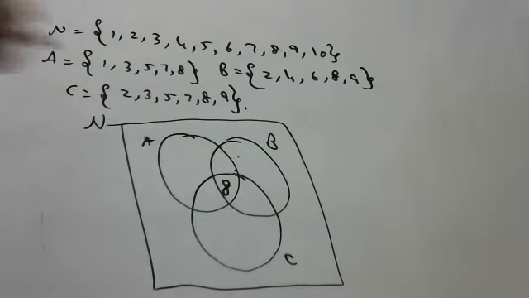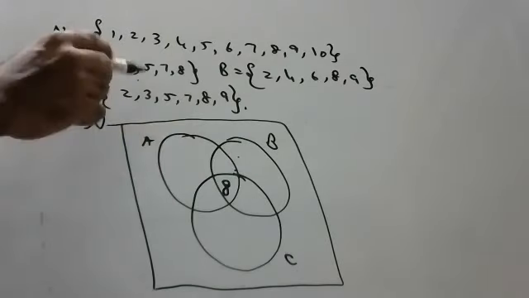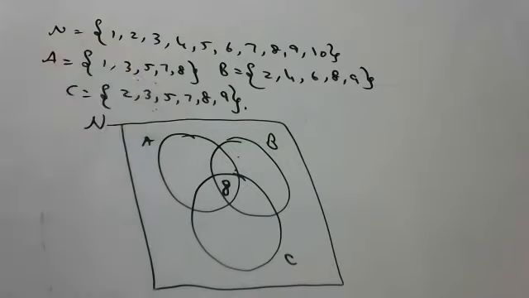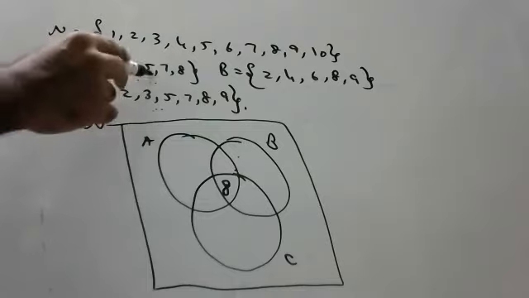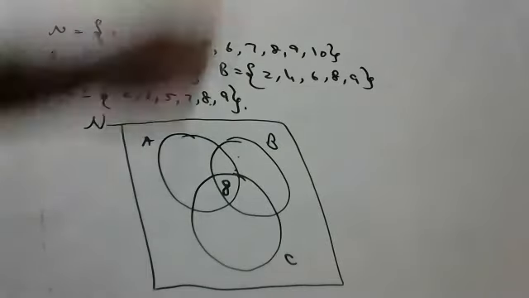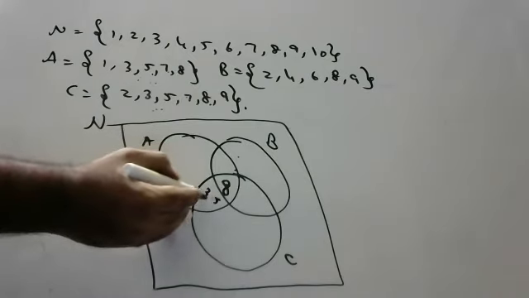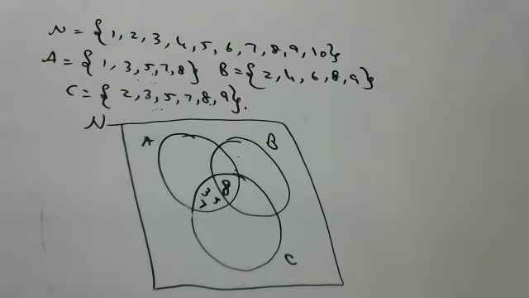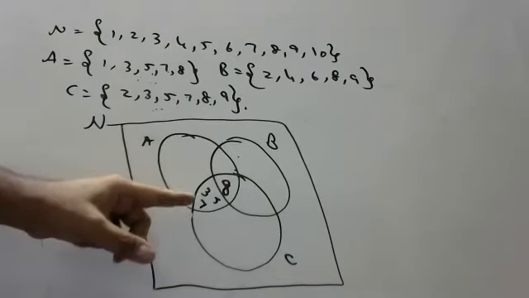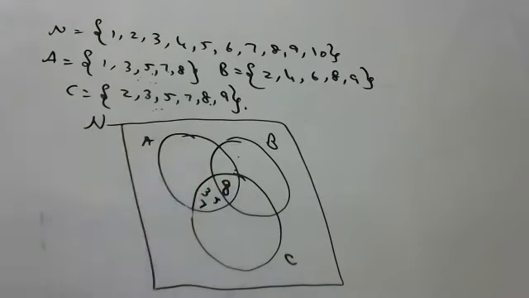Now, can anyone say what are the common elements between A and B, children? Only A and B. 8. Only 8 is there, so leave it. What are the common elements between A and C, children? 3, 5, 7, 8. Already 8 has come here, so you write 3, 5, 7. Already 8 is over, children, because this common region extends up to here.